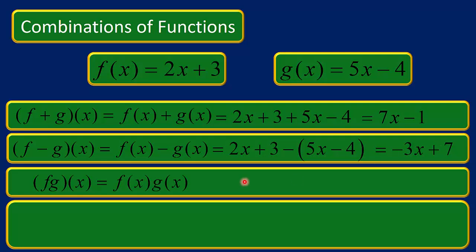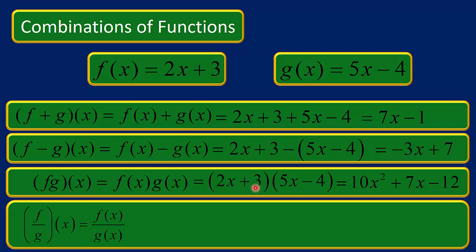Okay, now let's look at fg of x. See? Now, this is multiplying, and it's just like you would think. Using what we've done so far, that just means multiply these functions together. f of x times g of x. So 2x plus 3 times 5x minus 4, and you multiply these out, distributing each term in this function by each term in this one, or FOIL, however you want to look at it, and you get 10x squared plus 7x minus 12.